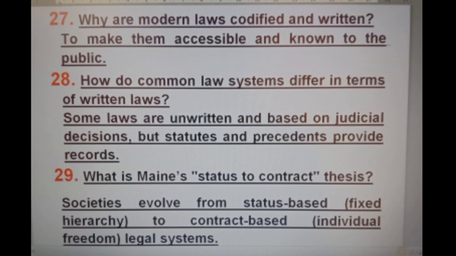Why are modern laws codified and written? To make them accessible and known to the public. How do common law systems differ in terms of written laws? Some laws are unwritten and based on judicial decisions, but statutes and precedents provide records.